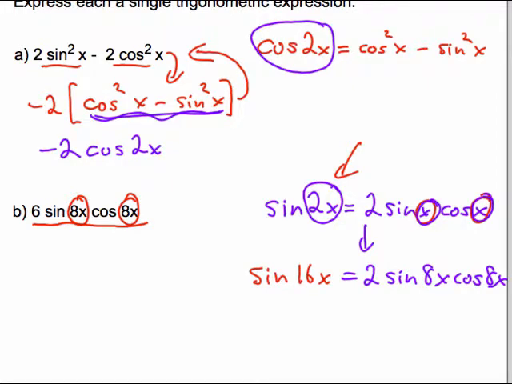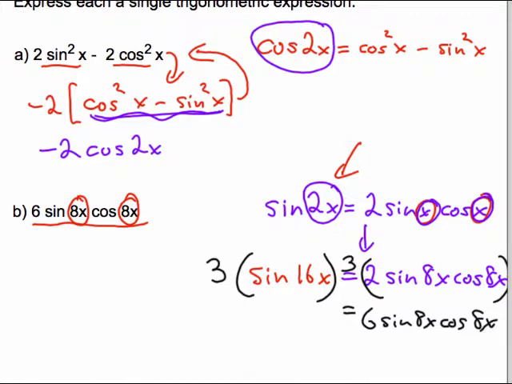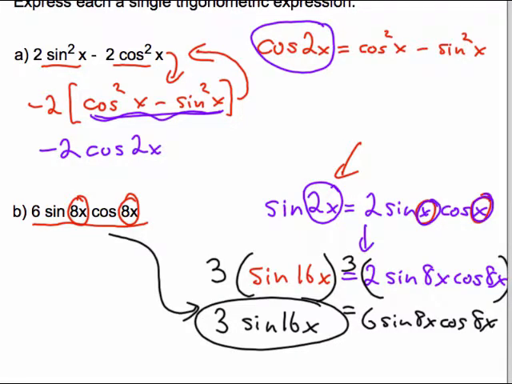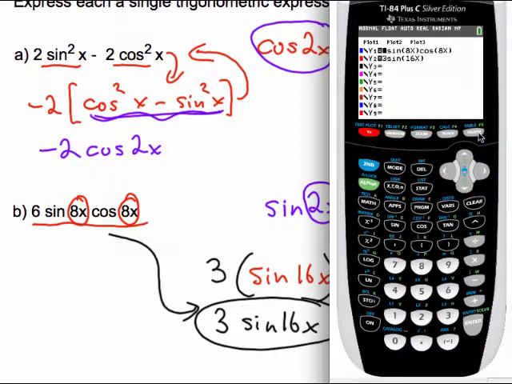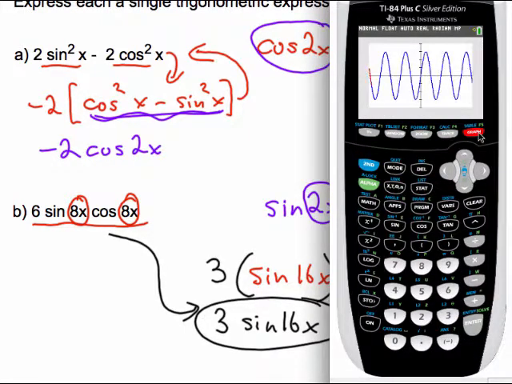Okay. As for the coefficient in front, it's supposed to be a 6, and right now it's a 2. Well, if I multiply both sides by 3, then this is going to become 6. And this is 3 sine 16x, which is what we're saying this is equivalent to. Checking with your calculator, entering the original and final expressions, graphs are in fact equivalent.